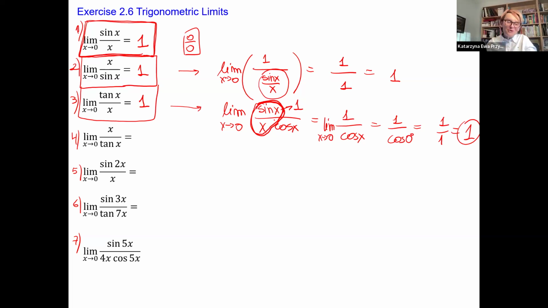Okay, what about number 4? It's the reciprocal. We can do respectively the same as number 2. It's also 1. What about number 5?